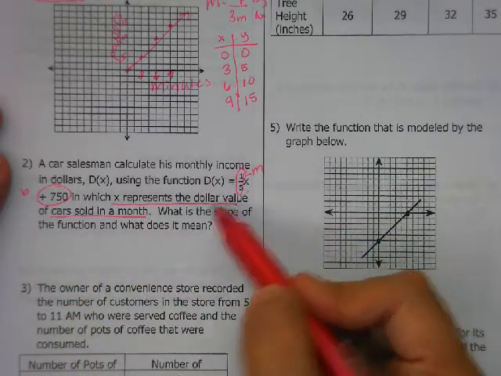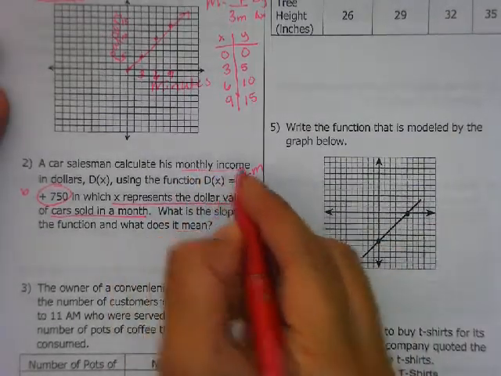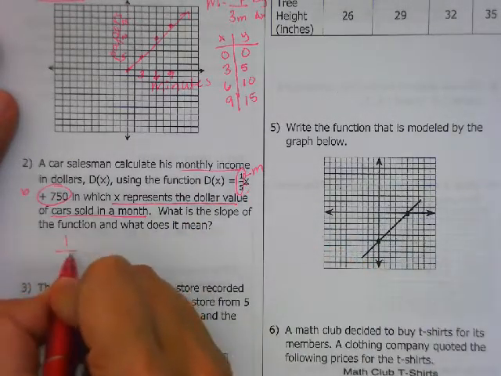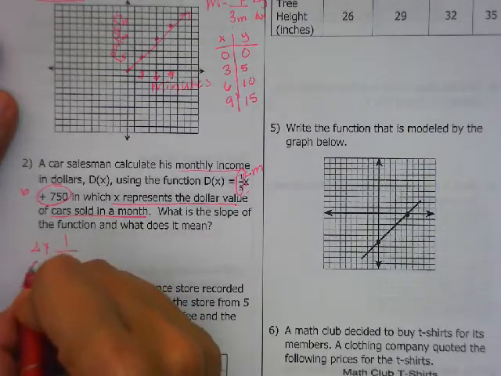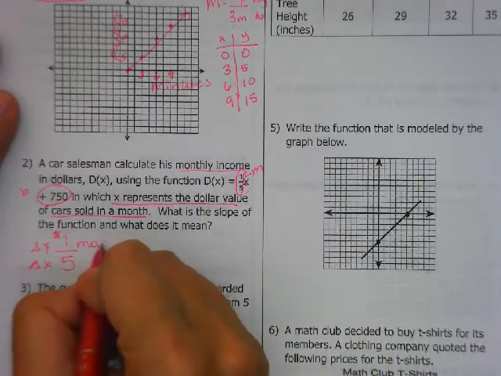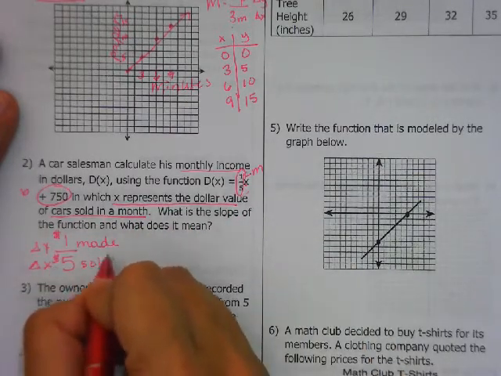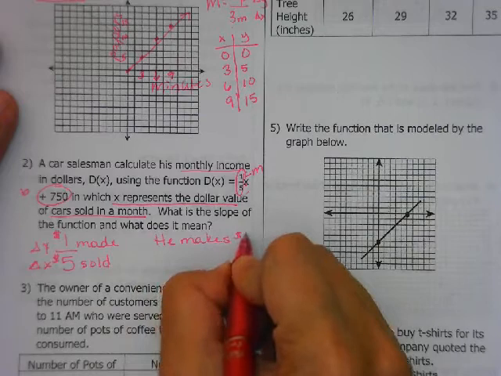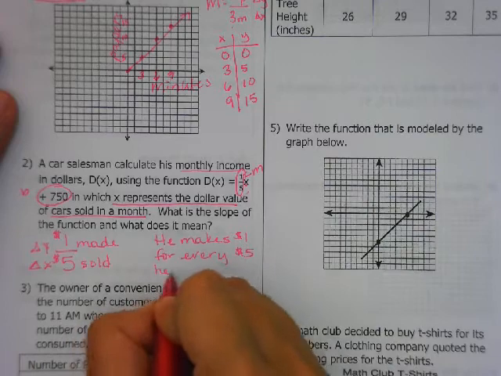Okay. And what does the slope of the function mean? So d of x is income for every dollar value he sells. So 1/5, again, this is change in y over change in x. So d of x is money made. He makes $1 for every dollar value he sold. So for $5 sold, we can say he makes $1 for every $5 he sells.